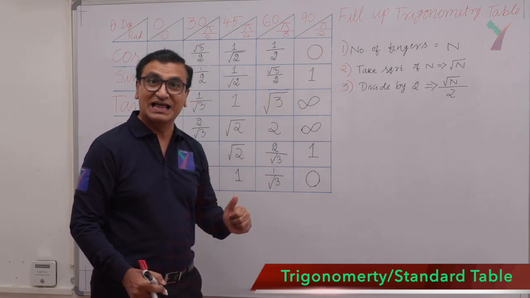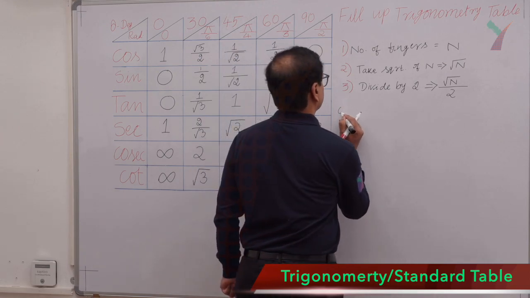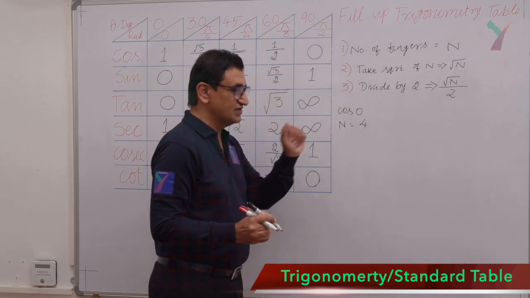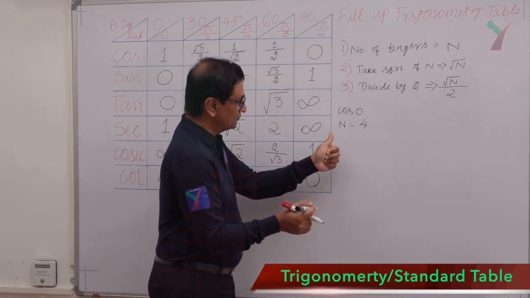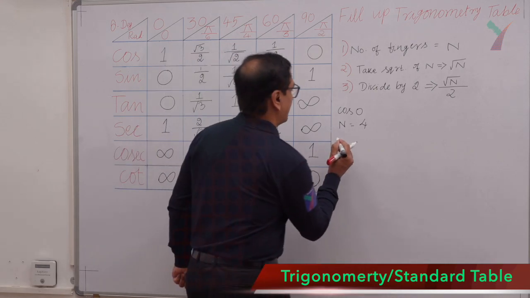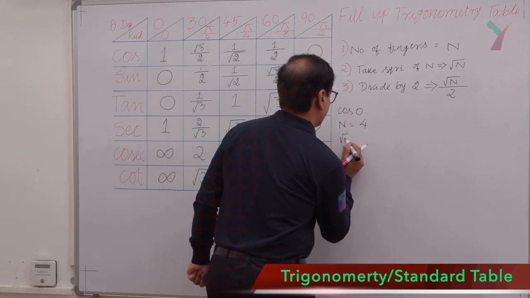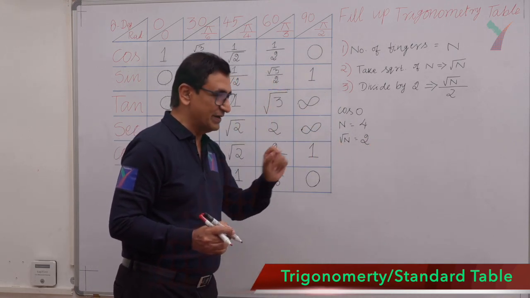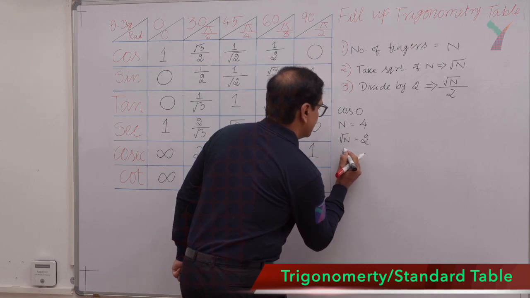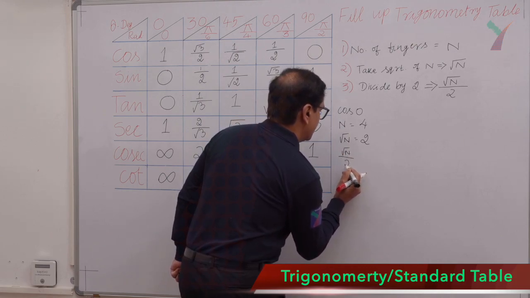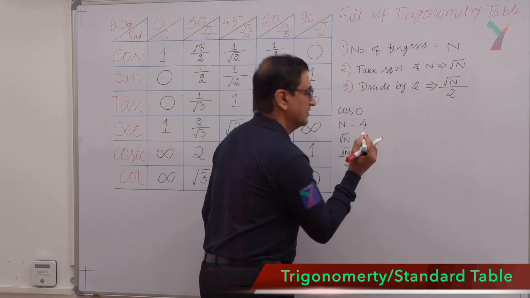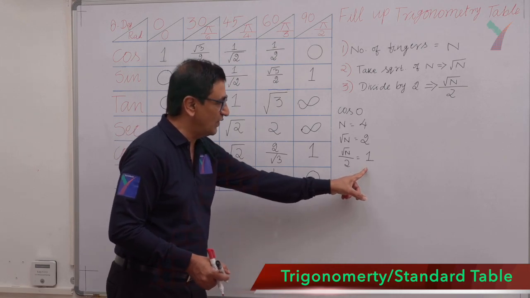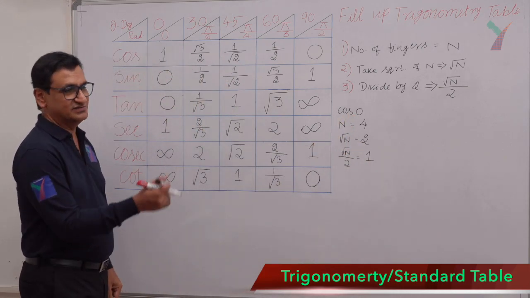Let us implement this algorithm. Cos 0, n equals 4. So square root of n is 2. And square root of n divided by 2 is 1. So cos 0 should be 1 as per this algorithm, right? So cos 0 is 1. So this tallies.